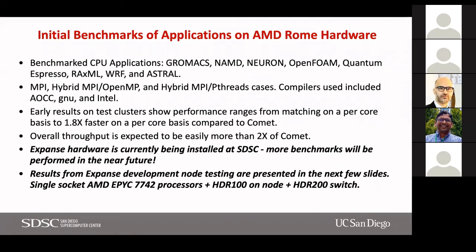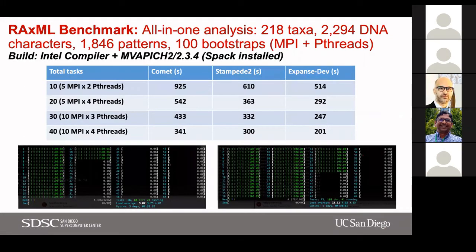So the initial benchmarks on the AMD Rome hardware, I think I went through the list already, so I should just switch to the next slide. One quick note on the Expanse dev system, it was actually a single socket AMD EPYC processor per node. So 64 cores per node, HDR100 and the HDR200 switch with the split cables like we have on the production Expanse. So you should expect something similar on the production side. So the first benchmark is a RAxML benchmark. It's a phylogenetics code which does MPI plus pthreads.